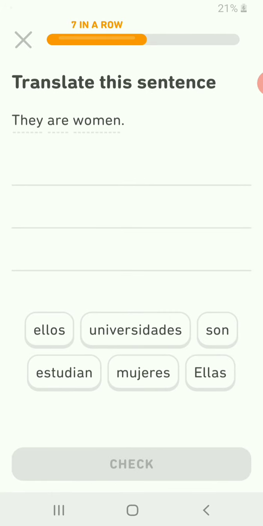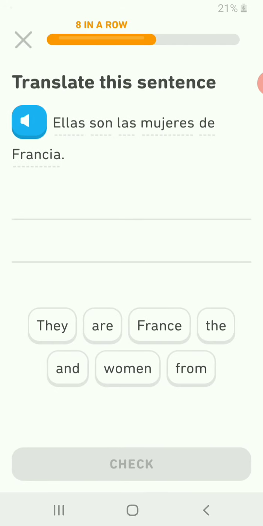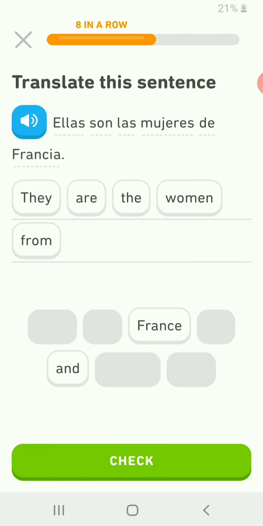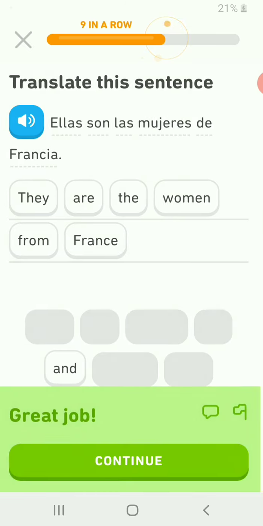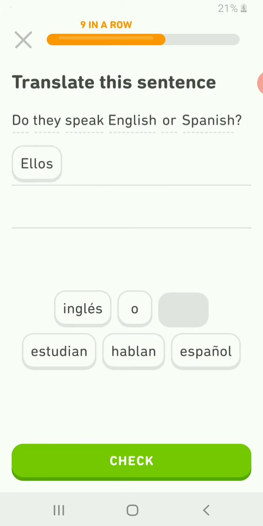And they are women. Ellas son mujeres. Ellas son las mujeres de Francia. They are the women from France, Francia. And do they speak English or Spanish? So, do they? Ellos hablan.